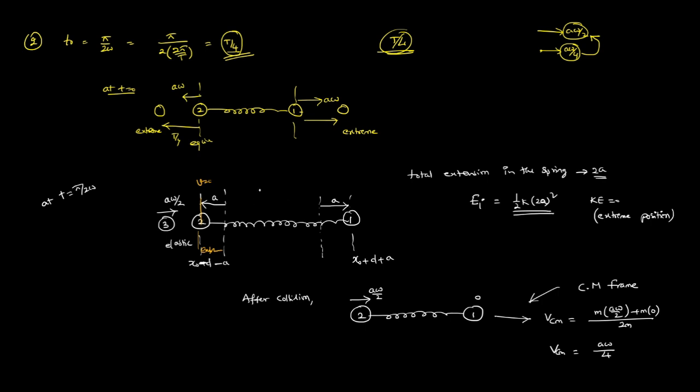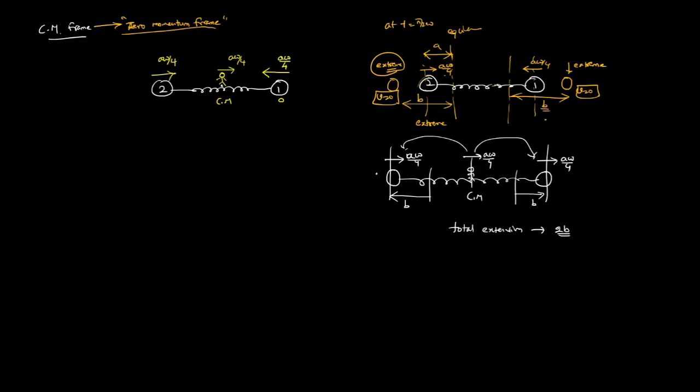Okay. Now this is from the ground frame again. This is something like in a ground frame, at time t equal to pi by 2 omega. So now also we convert it into ground frame. These are the velocities from the ground frame.